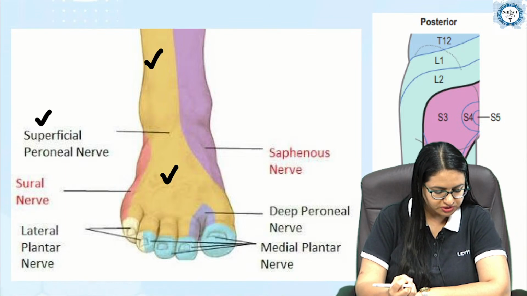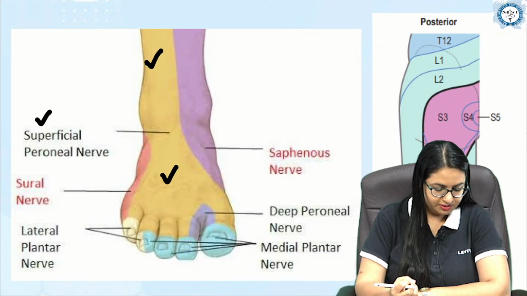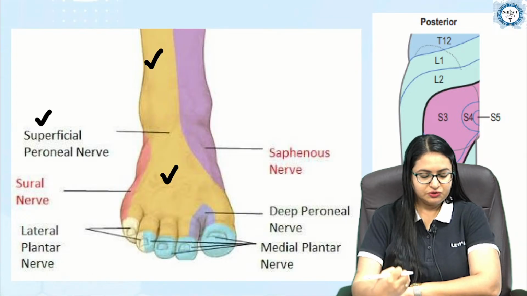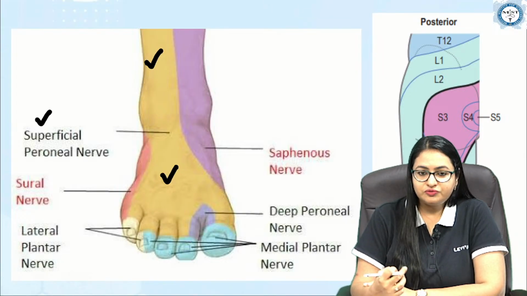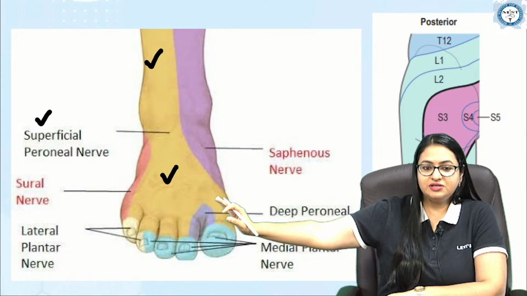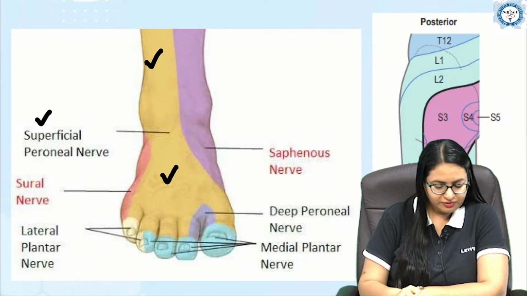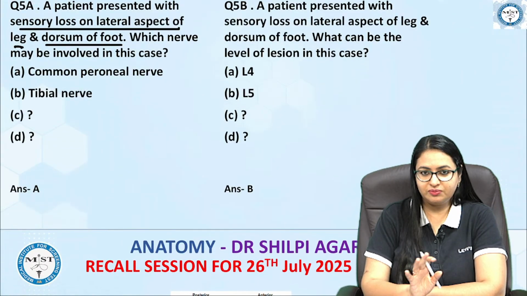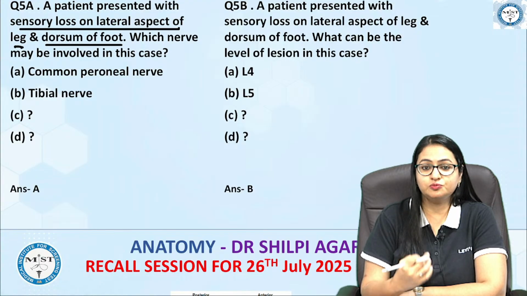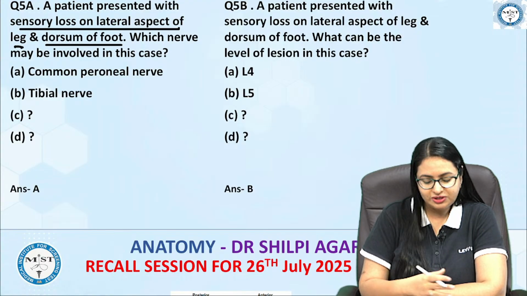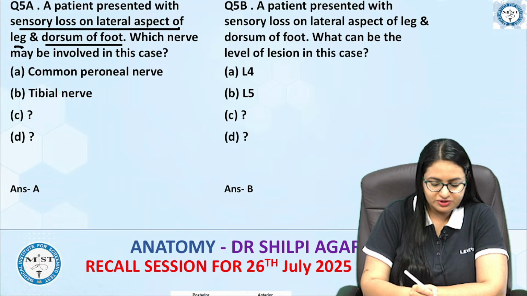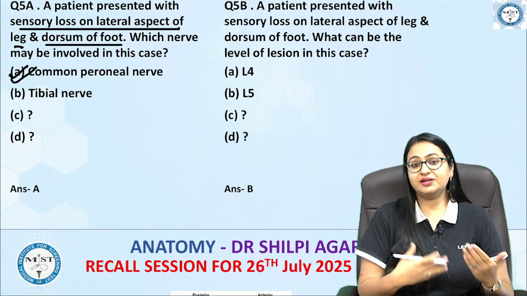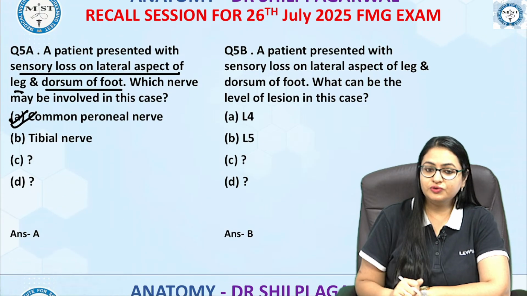Few are saying 5A, few are saying 5B. So we will deal with both the questions. According to the question, what will be the answer? If this is given, we know the answer is the superficial peroneal nerve, but it was not in the options. I asked specifically whether the superficial peroneal nerve was in the option or not, and I was told that the common peroneal nerve was in the option. Because the superficial peroneal nerve is not in the option and it is a branch of the common peroneal nerve, we will go for A.